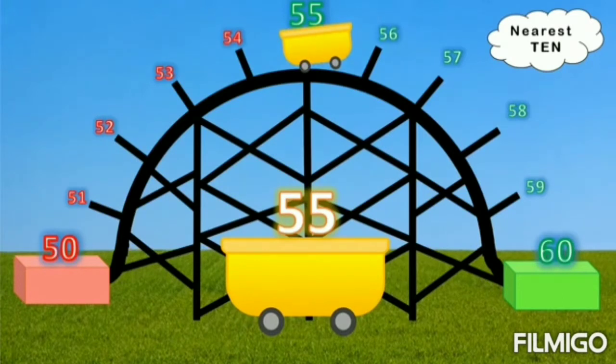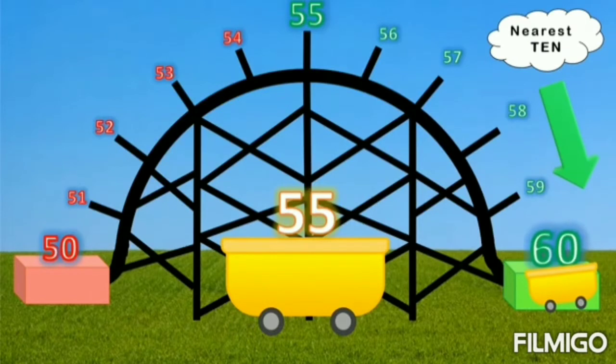Now which side is easy for us to go? 50 or 60? What I told, always remember, in one's place, if it is 5 or greater than 5, it will be rounded off to greater 10. Which is greater 10 here, 50 or 60? 60 is the greater 10, no? So since in one's place it is 5, it is rounding off to 60. So 55 is near 60 only. Okay for you? If the number is in the center, it will round off to the greater 10.